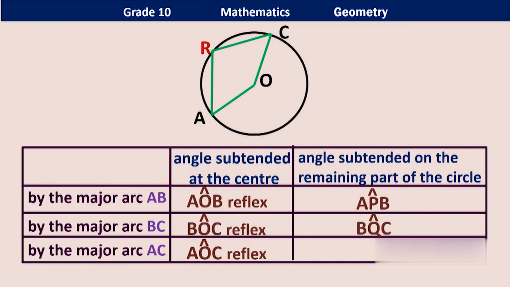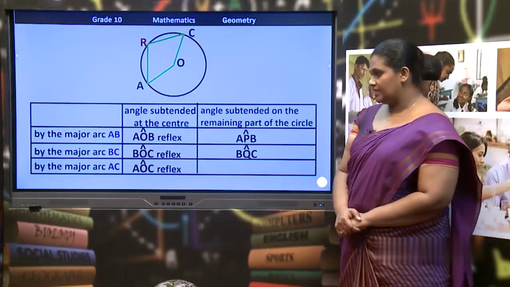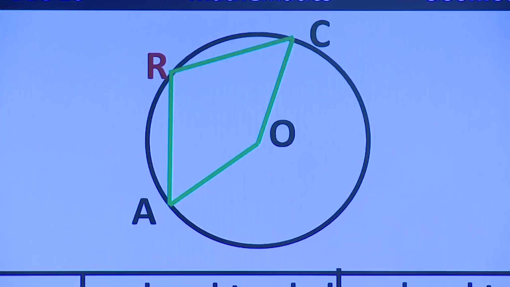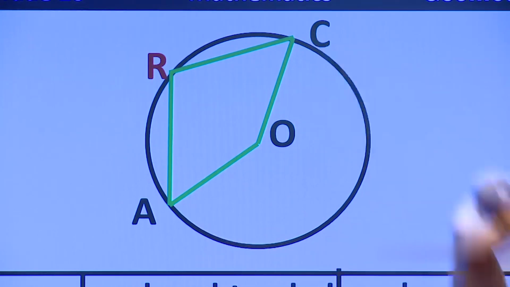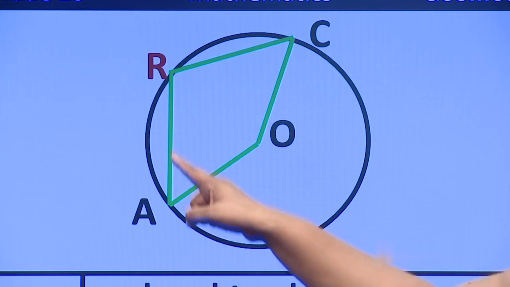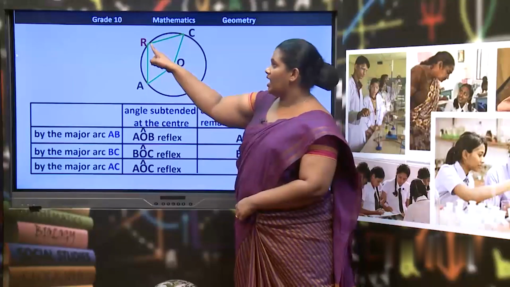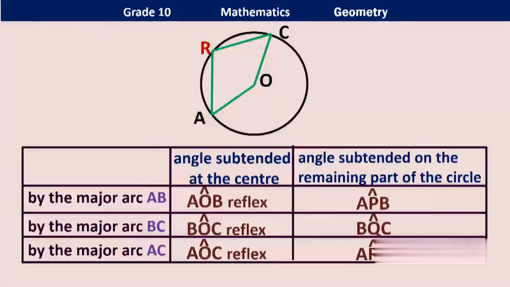Finally, the angle subtended on the remaining part of the circle by the major arc AC. Now, we will understand what the major arc AC is. Once again, this is major arc AC. What is the angle subtended on the remaining part of the circle? This is the remaining part. So, the angle subtended on the remaining part of the circle by the major arc AC is angle ABC. So, we will mention that also.